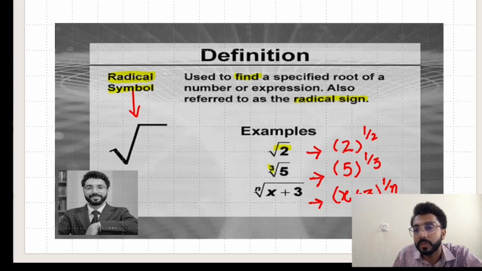Its root is square root. Cube root of 5, so its root is cube root. We can write it as cube root of 5. So this is a cube root. The first is square root, this is cube root. In the last example, the nth root of the polynomial x plus 3, it is the nth root. So the radical symbol is used to find the specified root of a number. It can be a number or an expression. 2 and 5 are numbers and x plus 3 is an expression.